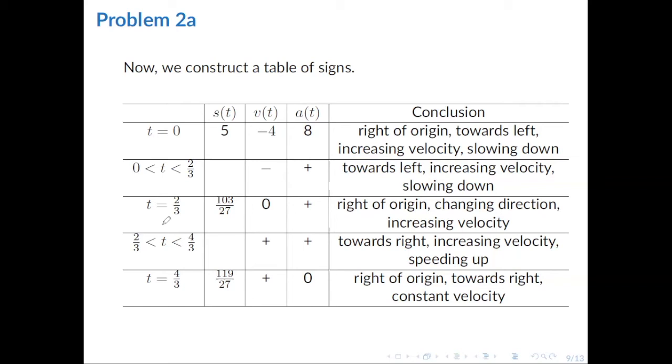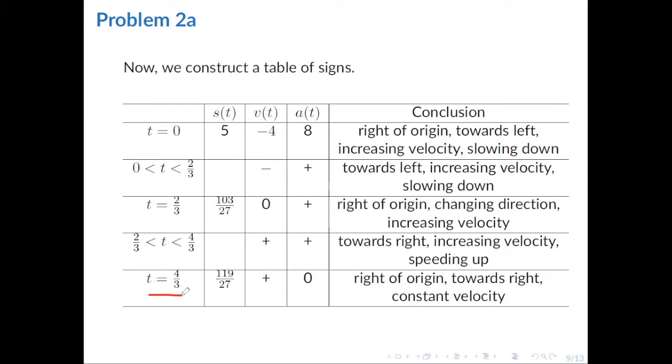Then at t equals 2/3, these are the values we got. S of t is positive, so it's to the right of the origin. V of t is 0, so it's changing direction. And our a of t is positive, so it's increasing in velocity.